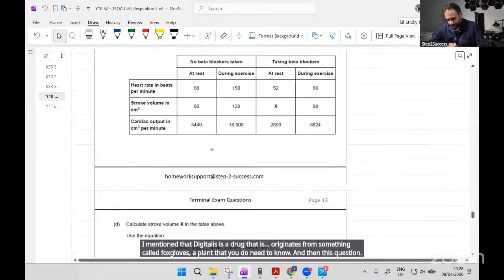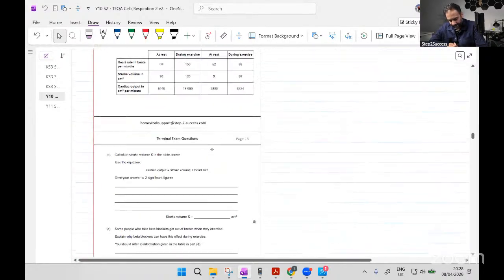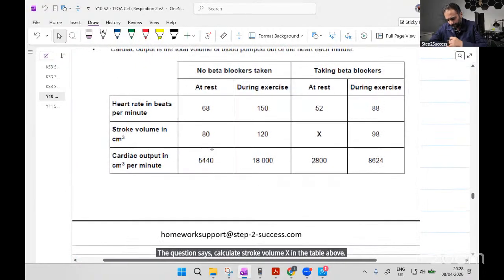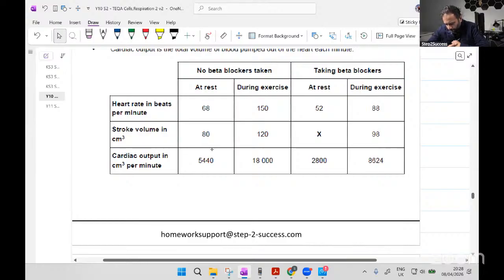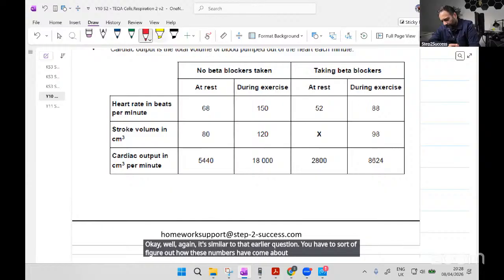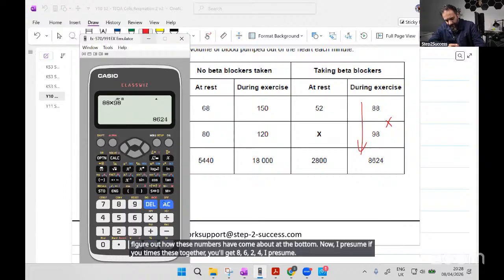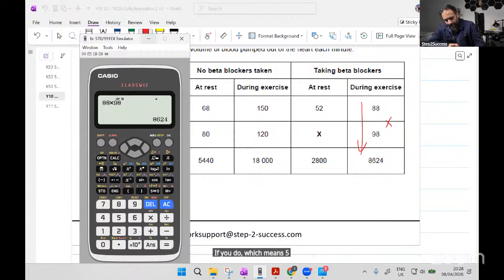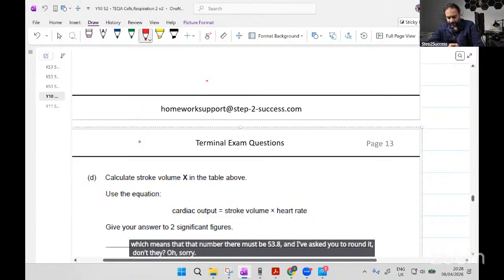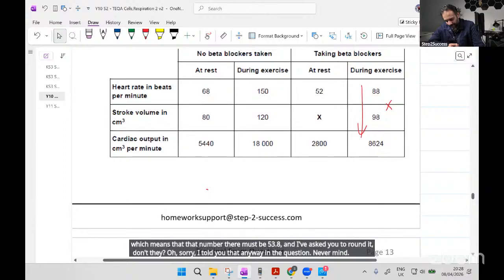And then this question says, calculate stroke volume X in the table above. Okay, well, again, it's similar to that earlier question. You have to figure out how these numbers at the bottom have come about. Now, I presume if you times these together, you'll get 8624. You do, which means 52 times something is 2,800, which means that number there must be 53.8, and they've asked you to round it. Sorry, I told you that anyway in the question. So it's 54.